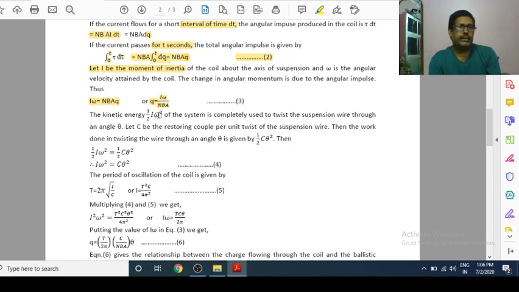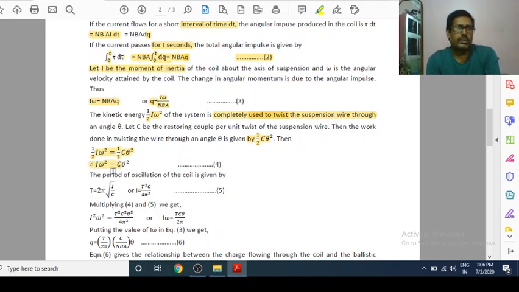The kinetic energy, (1/2) I omega square, is assumed to be completely used to twist the suspension wire, so work is done on it in twisting. How much work? Half C theta square. So half I omega square is equal to half C theta square. Half cancels out. I omega square is equal to C theta square.